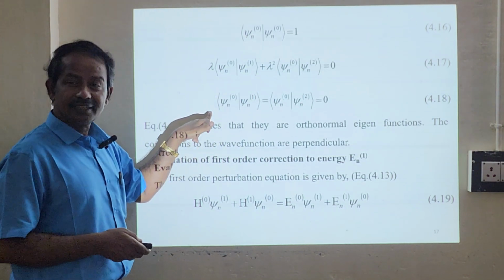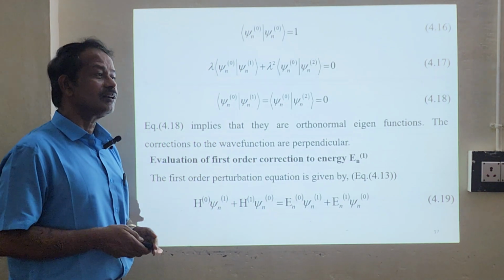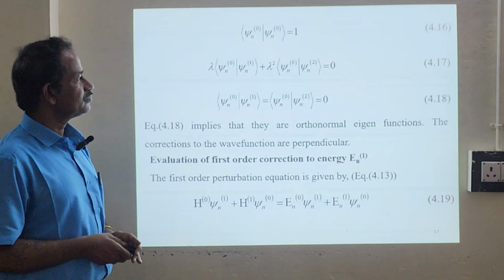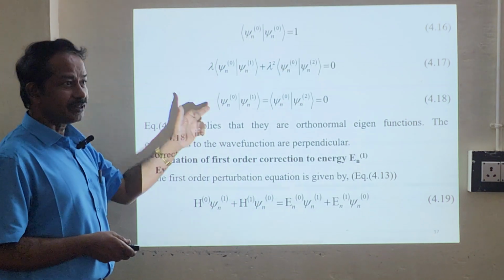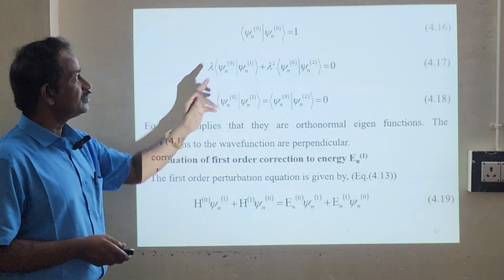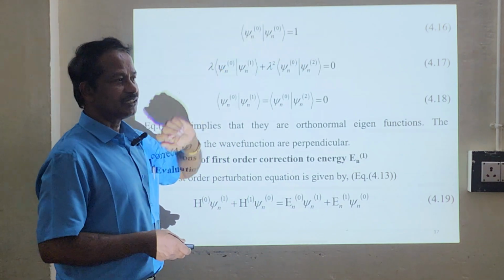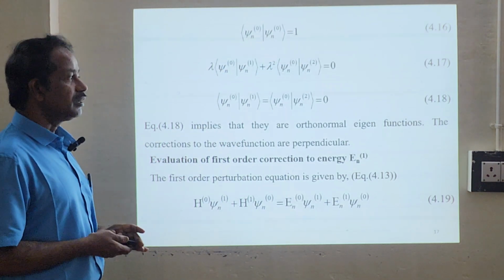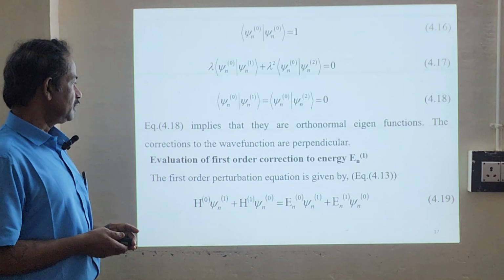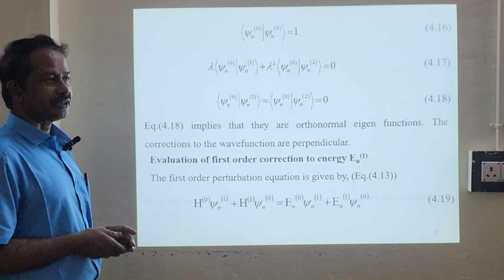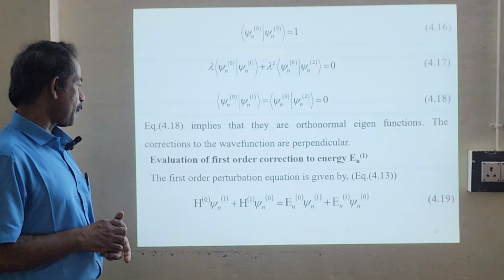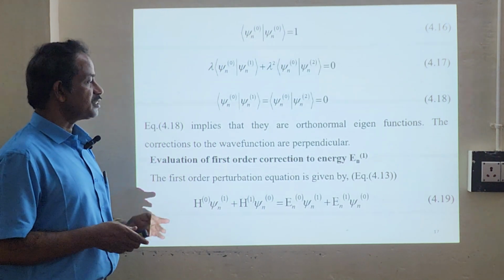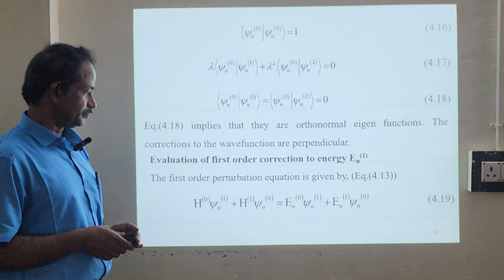It implies that these two wave functions are orthogonal to each other. They are normalized. Is it okay? They are orthogonal and they are normalized. So equation 4.18 implies that they are orthonormal eigenfunctions. The corrections to the wave functions are perpendicular always. Okay? Is it okay? Now we are going to evaluate the first order correction to the energy, En1.